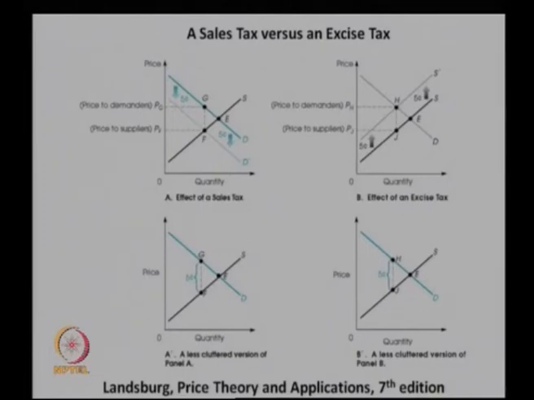So, on the left hand side, if you look at the graph just below, maybe a less cluttered version of panel A, in this case the new supply, the new demand and the original supply give us the change in the price. And similarly, in the right hand panel, the lower graph is again the change in the supply and change in the demand and exactly whatever the change in the price. So, sales tax influences the buying behavior of the consumer, whereas excise tax influences the selling behavior of the producer.